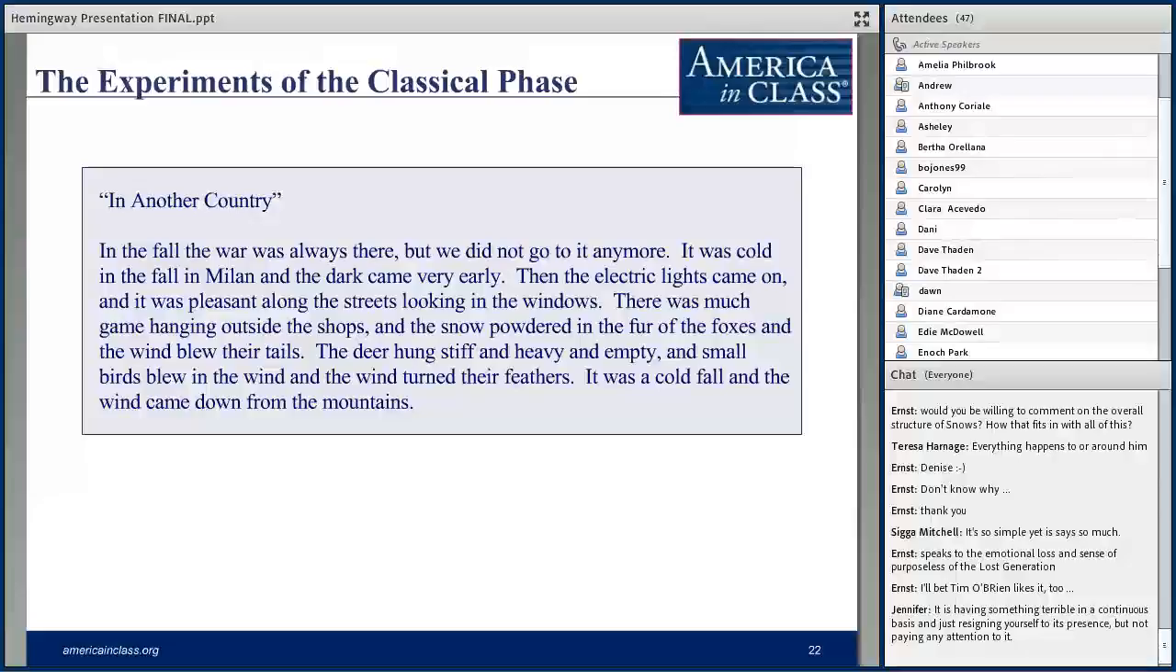Well, let's just look at this paragraph. "In the fall, the war was always there, but we did not go to it anymore. It was cold in the fall in Milan, and the dark came very early. Then the electric lights came on, and it was pleasant along the streets looking in the windows. There was much game hanging outside the shops, and the snow powdered in the fur of the foxes, and the wind blew their tails. The deer hung stiff and heavy and empty, and small birds blew in the wind, and the wind turned their feathers. It was a cold fall, and the wind came down from the mountains."